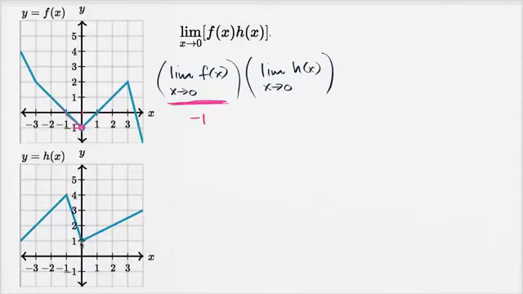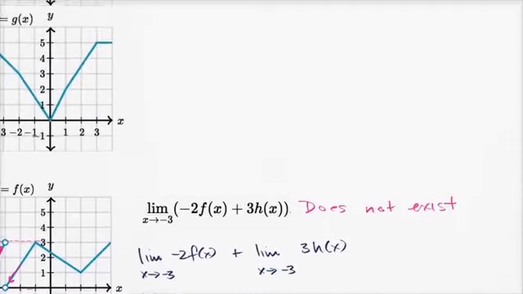And it makes sense that the function is defined at x equals 0, and the limit as x approaches 0 is equal to the value of the function at that point, because this is a continuous function. So this is 1, and so -1 times 1 is going to be equal to -1. So that is equal to -1.